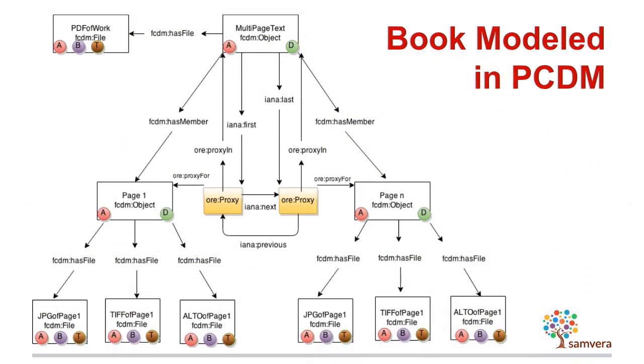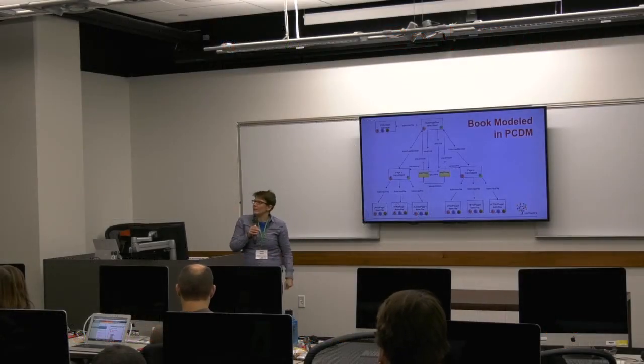This is just an example of how you might model a multi-page book in PCDM. So there's a book up at the top. Here's each page. This is maintaining the order. I'm not going to go into detail on this. And then the objects have different files, and those files might be things like an image of a page, a preservation image of a page.